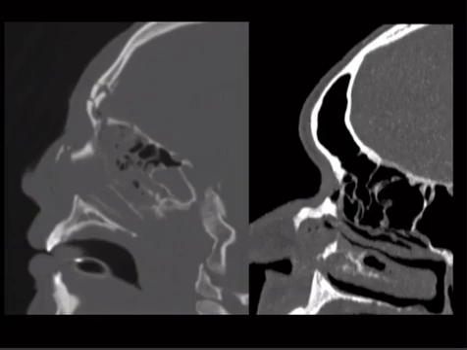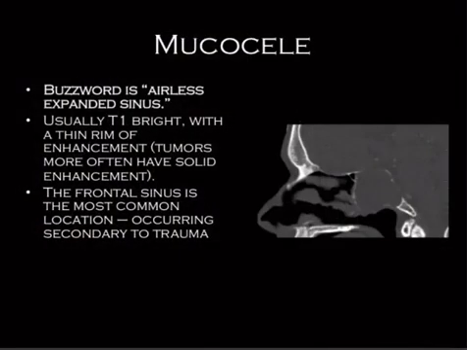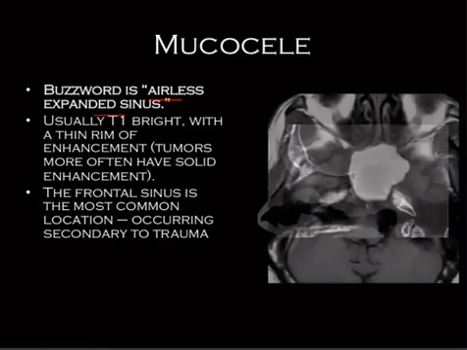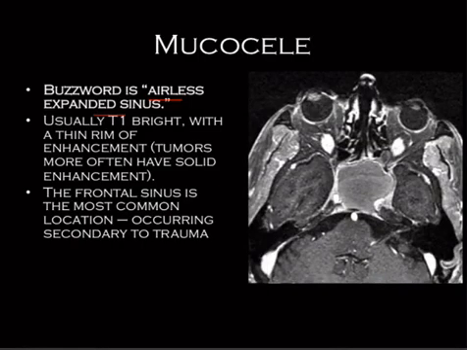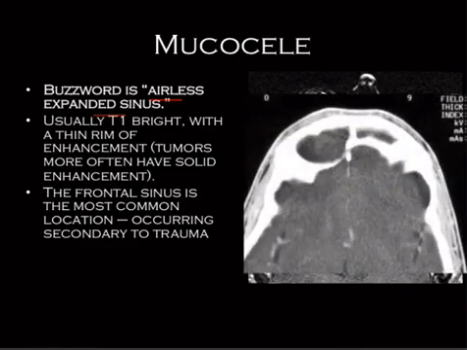If you can't drain the mucus out of your frontal sinus, then you end up with a mucocele. So some buzzwords here, an important one: airless expanded sinus. This one's a sphenoid sinus mucocele. It's usually T1 bright and can have enhancement that's more peripheral. The frontal sinus is actually the most common location, and as noted, it occurs secondary to trauma, like disruption of that drainage pathway. So ENT likes to know if that frontal sinus drainage pathway has been disrupted, because they will go and enucleate that frontal sinus or do something to it so that you don't develop a mucocele.